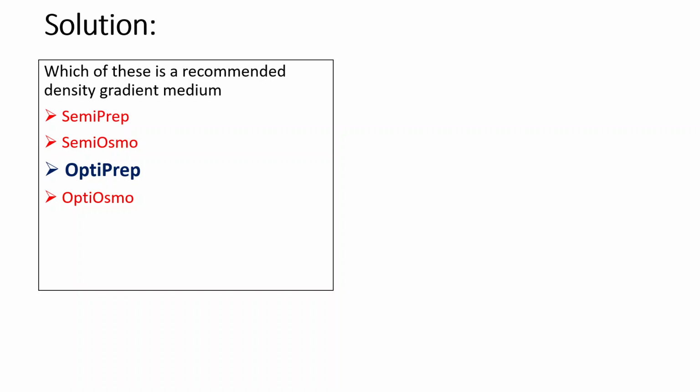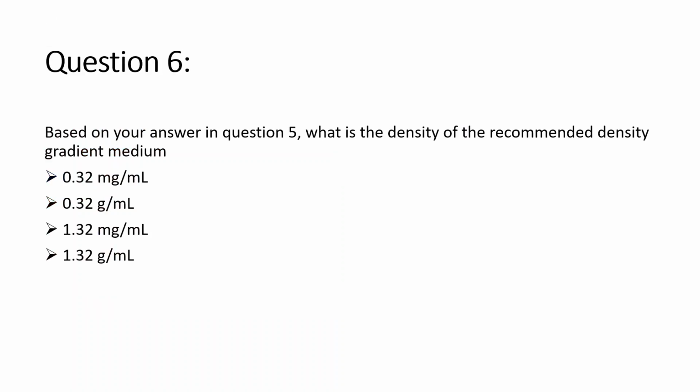We have discussed this in our previous sections already. OptiPrep is used as a density gradient medium. Next we have question number 6, which is somewhat related to question number 5. Based on your answer in question number 5, what is the density of the recommended density gradient medium? Option A 0.32 mg per ml, option B 0.32 gram per ml, option C 1.32 mg per ml, or option D 1.32 gram per ml.